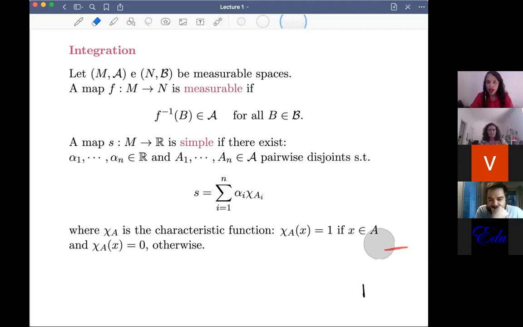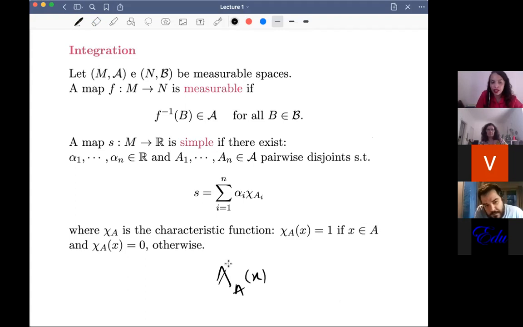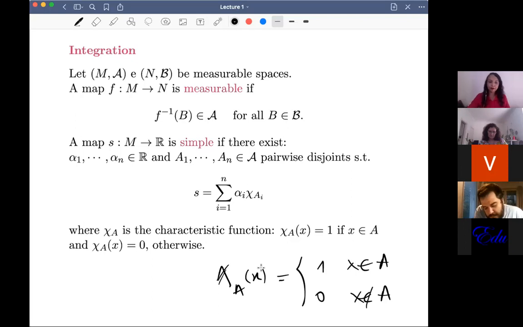You can write this function as this sum. The characteristic function is very important, and it's related to the Dirac measure. The characteristic function is the function that sees if a point belongs or not to the set. So if you have a point, you fix the set A. The characteristic function on A is simply 1 or 0. It's 1 if x belongs to A, and it's 0 if it doesn't. So it sees whether the points are in A, okay?